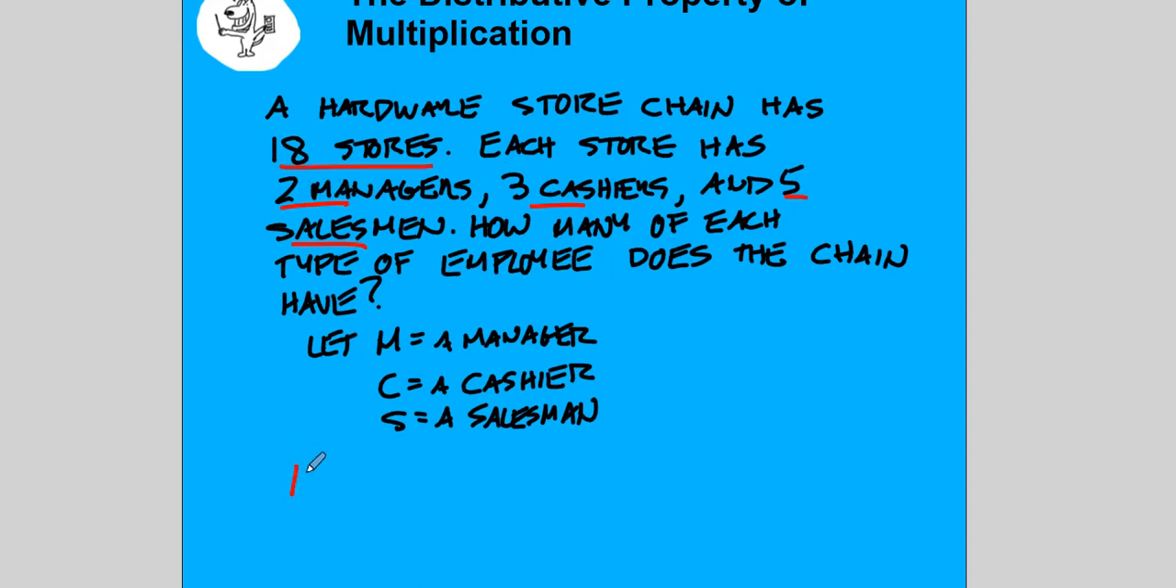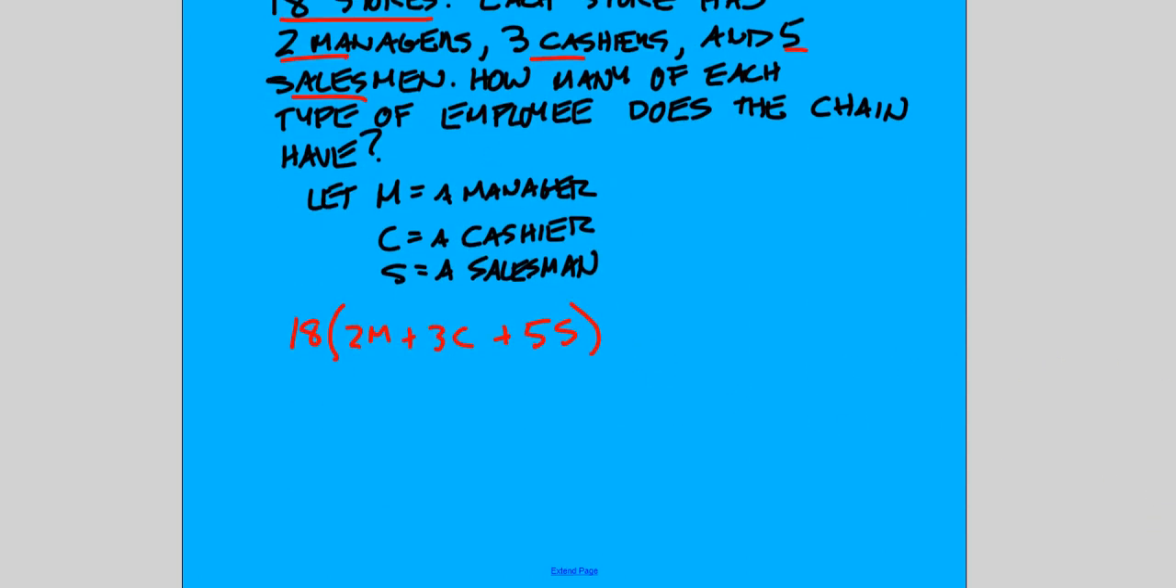So we could write this using the methodology we've done in this video up to this point. I could write 18 stores. Each store has 2 managers, that's 2 times m, plus 3 times c, plus 5 times s. So then we would multiply this out. We have 3 multiplications to do. This is a 1 by 3.